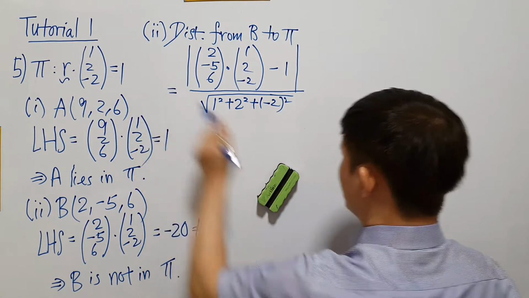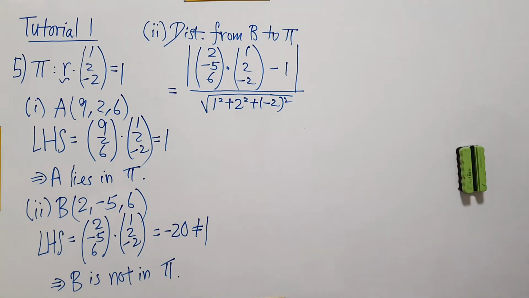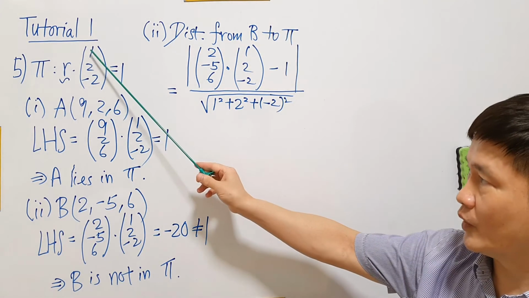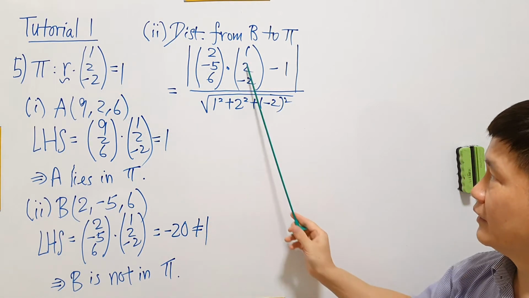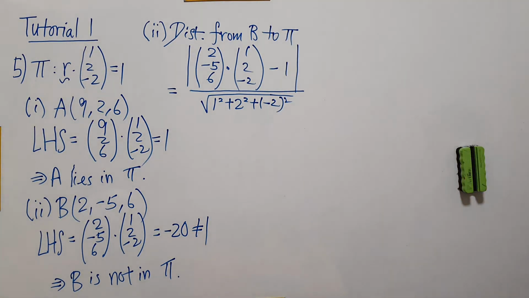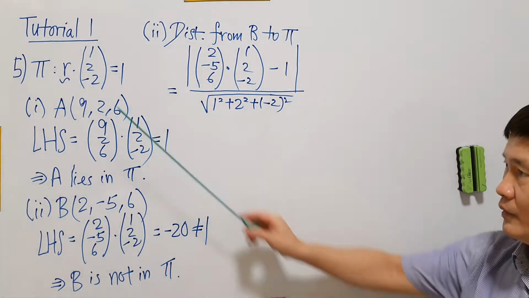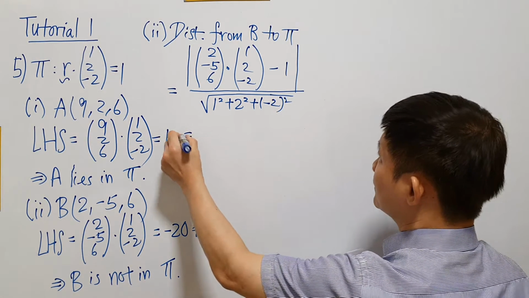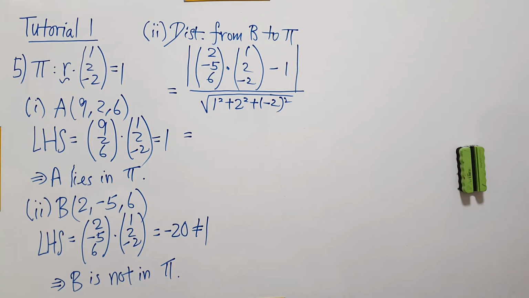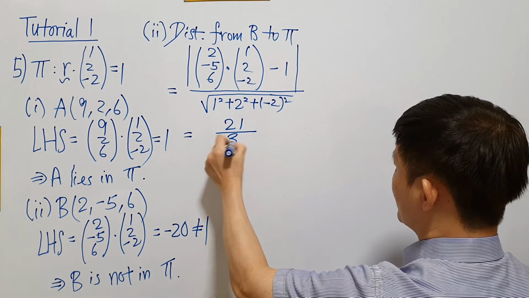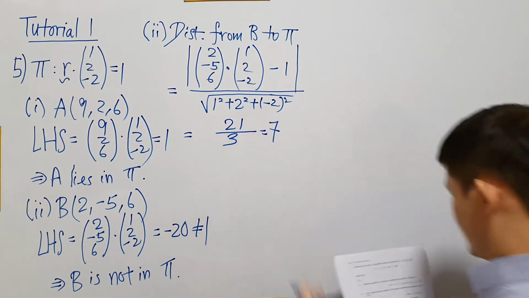How do you go about it again? We have discussed this in the notes, and we have learned that the way to do it is to take the point in question, dot product with the normal vector, then you minus away the right hand side, and then divide it by the magnitude of the normal vector. So let's perform this calculation. The numerator will result in 21, whereas the denominator will result in 3. So the distance is 7.